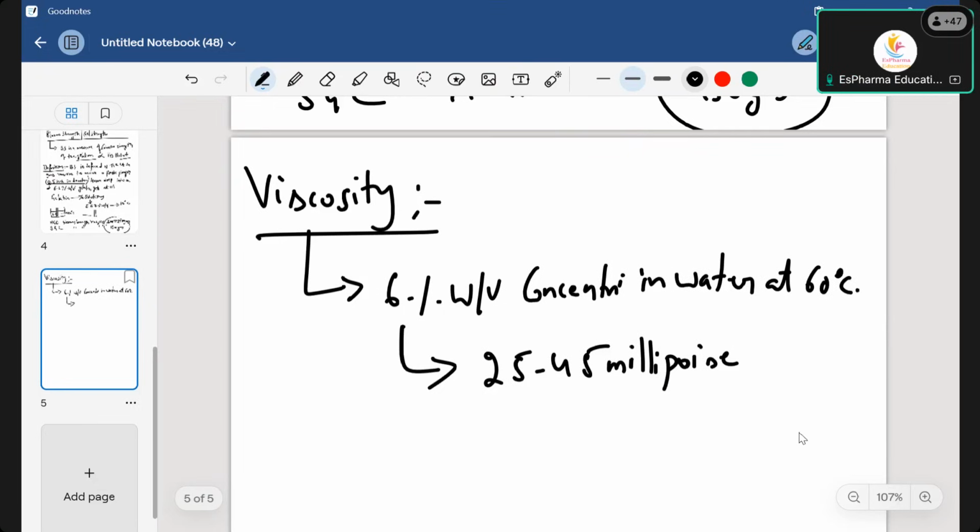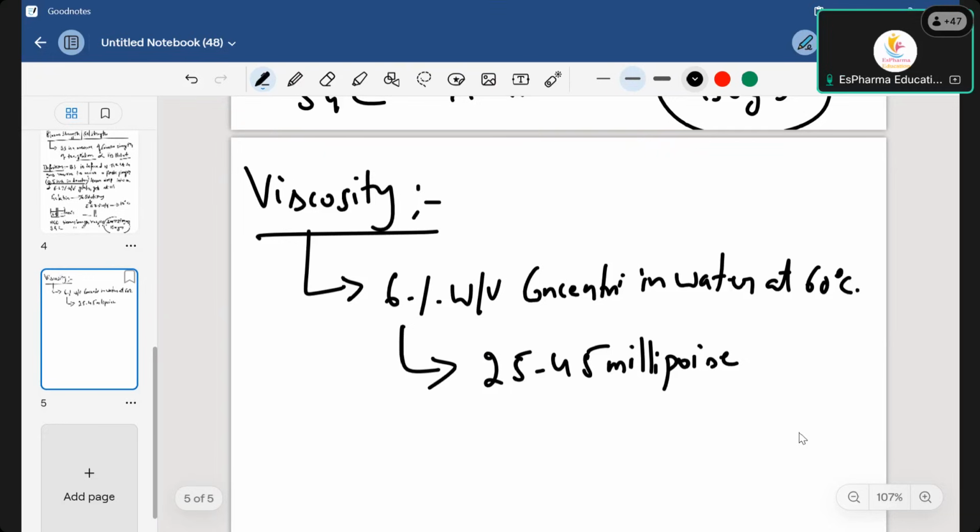Write these parameters. What is the viscosity range of the gelatin during gelatin preparation? The gelatin solution at 6% concentration in water at 60 degrees centigrade can range from 25 to 45 millipoise. So this is one more important requirement. After Bloom strength, viscosity is one more important requirement. In order to prepare a capsule shell, whatever gelatin we select, whether pork gelatin or any other, the gelatin should have these properties.